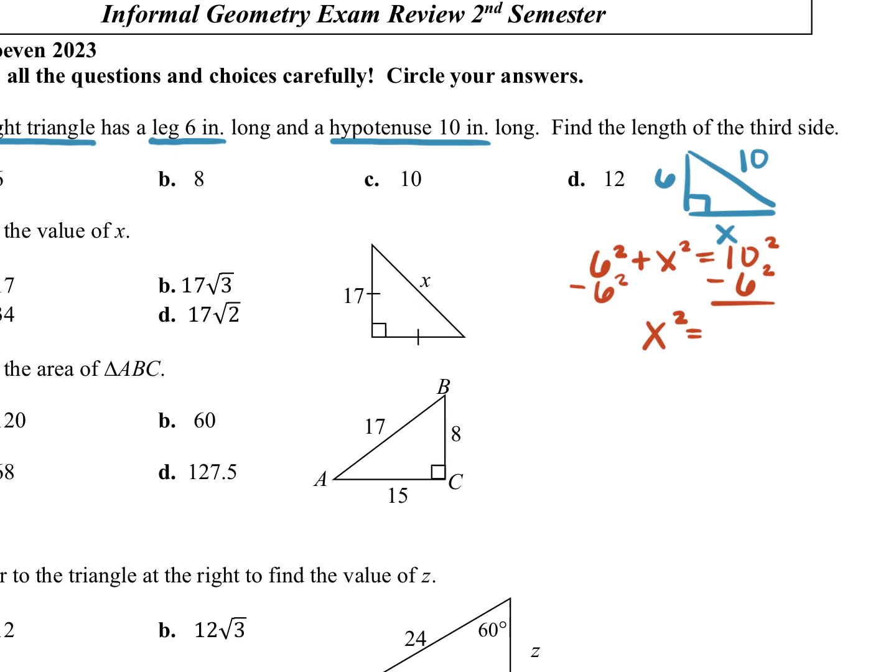Remember, if you're going to plug this into your calculator, do not plug in 10 minus 6. It's 10 squared minus 6 squared that you're plugging in. And you will get 64. And then you take the square root. So x is what? 8. X is 8. So that's B.